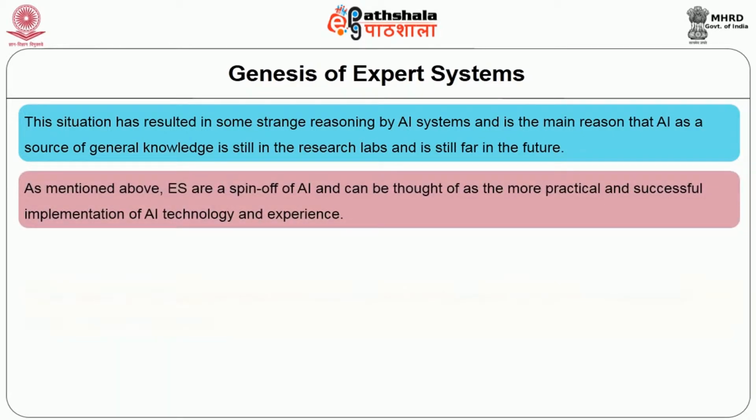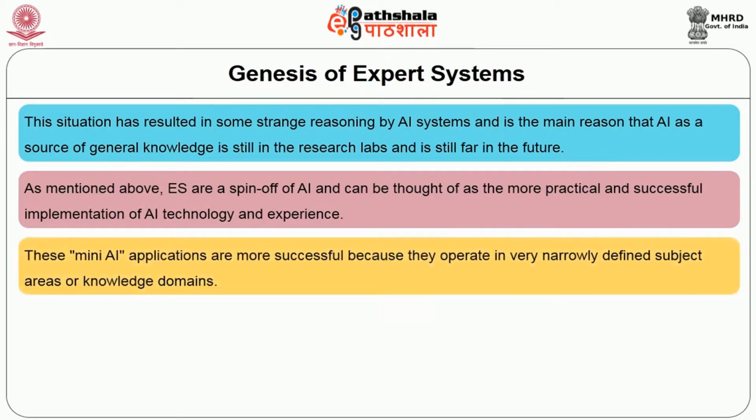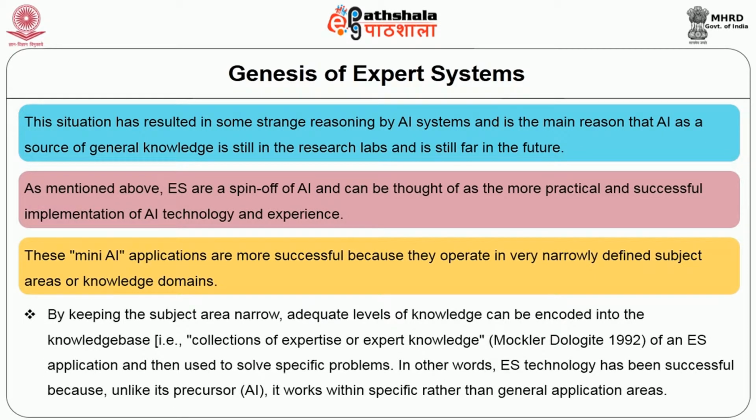As mentioned above, expert systems are a spin-off of artificial intelligence and can be thought of as a more practical and successful implementation of artificial intelligence technology and experience. These mini artificial intelligence applications are more successful because they operate in very narrowly defined subject areas or knowledge domains. By keeping the subject area narrow, adequate levels of knowledge can be encoded into a knowledge base, for example a collection of expertise or expert knowledge. Expert system applications are then used to solve specific problems.